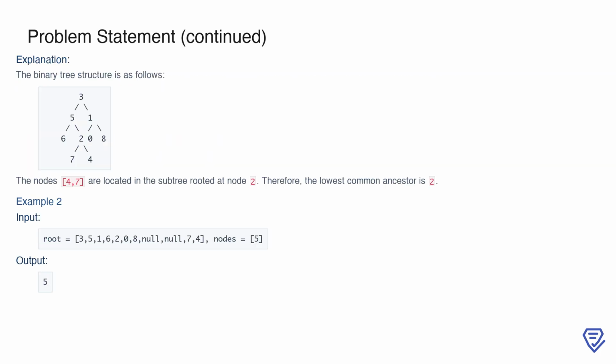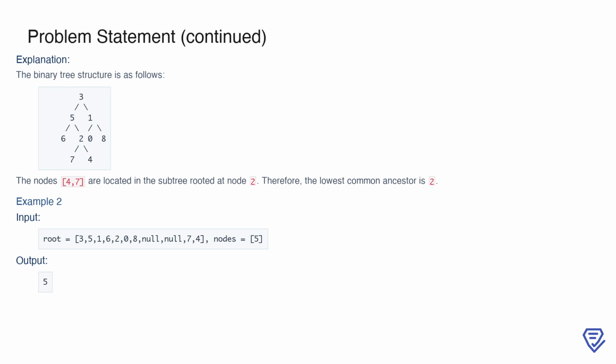To better understand the problem, let's look at the structure of the binary tree for the input example. The tree is visualized as having root 3 with children 5 and 1. Node 5 has children 6 and 2, and node 2 further has children 7 and 4. Node 1 has children 0 and 8. In this example, the nodes array contains 4, 7. If you examine the tree, you can see that both 4 and 7 are located in the subtree rooted at node 2. Hence, the lowest common ancestor of 4 and 7 is node 2.